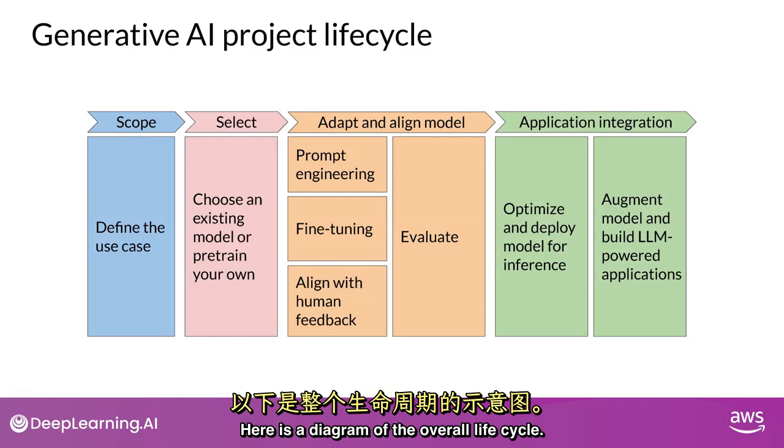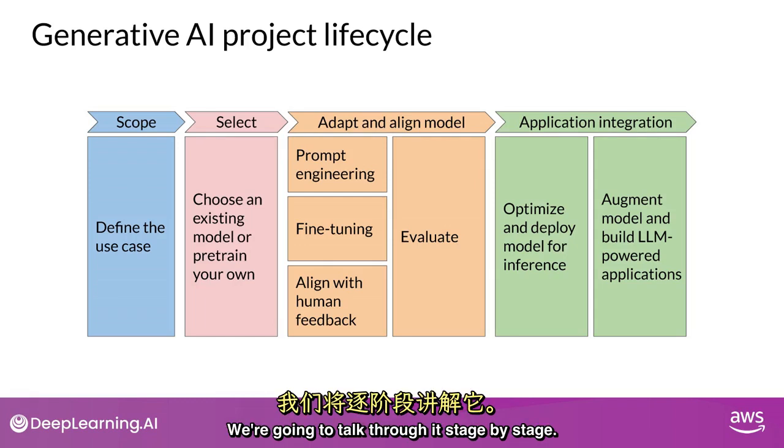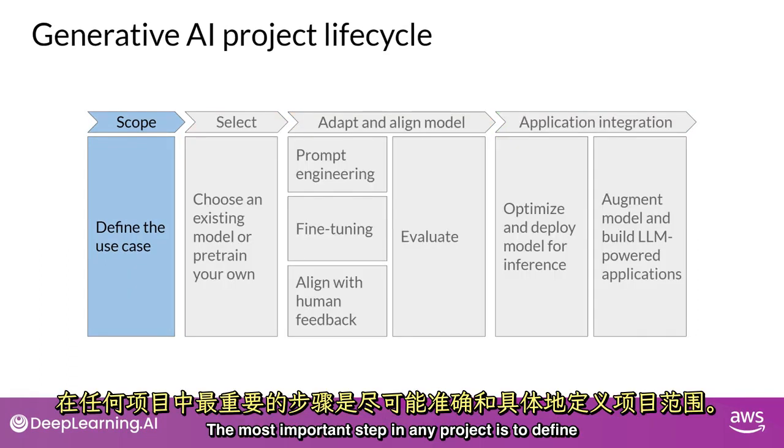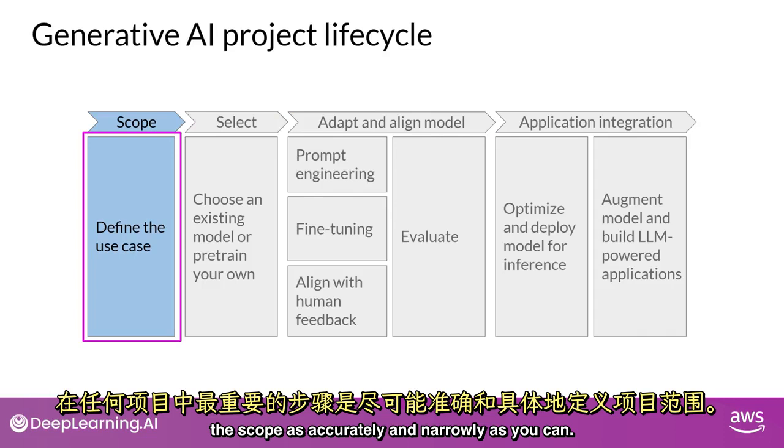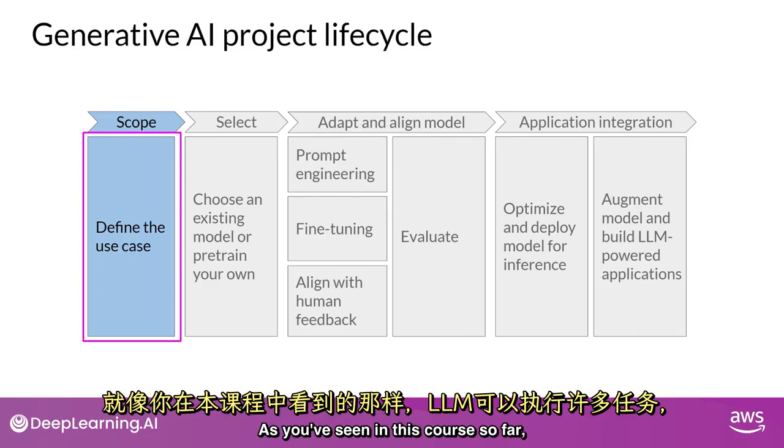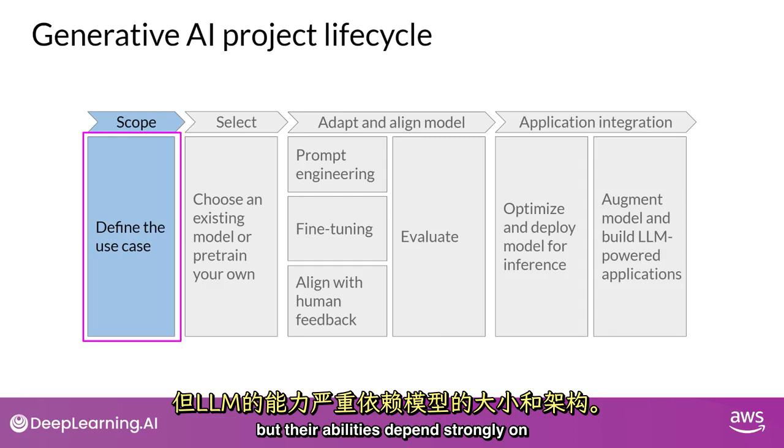Here is a diagram of the overall life cycle. We're going to talk through it stage by stage. The most important step in any project is to define the scope as accurately and narrowly as you can. As you've seen in this course so far, LLMs are capable of carrying out many tasks, but their abilities depend strongly on the size and architecture of the model.